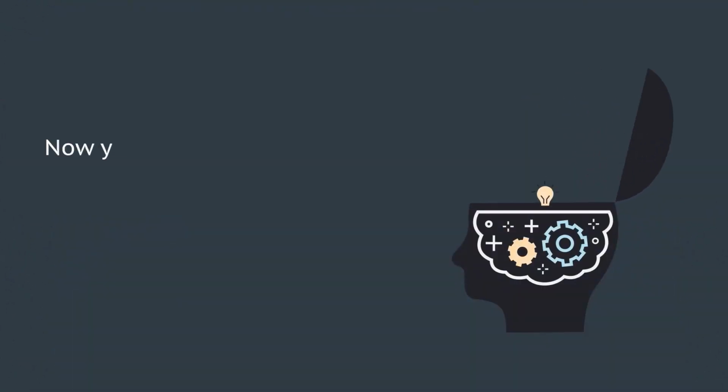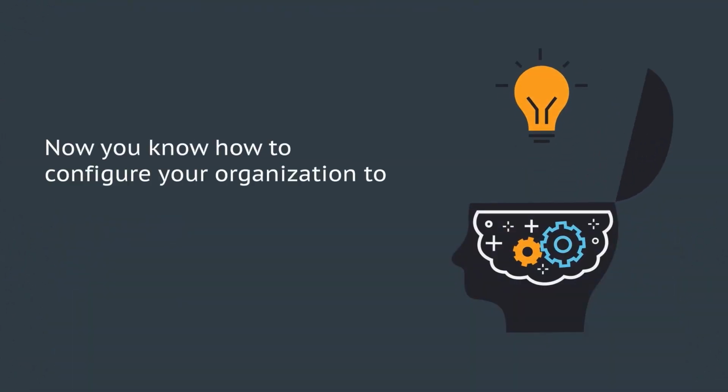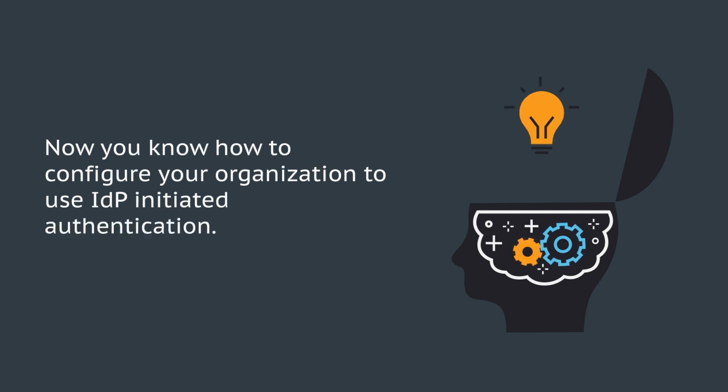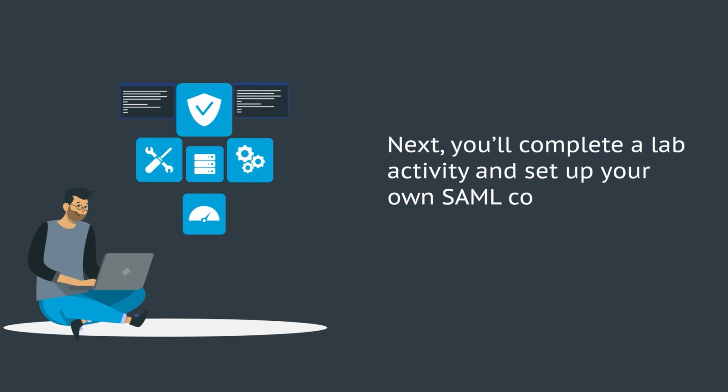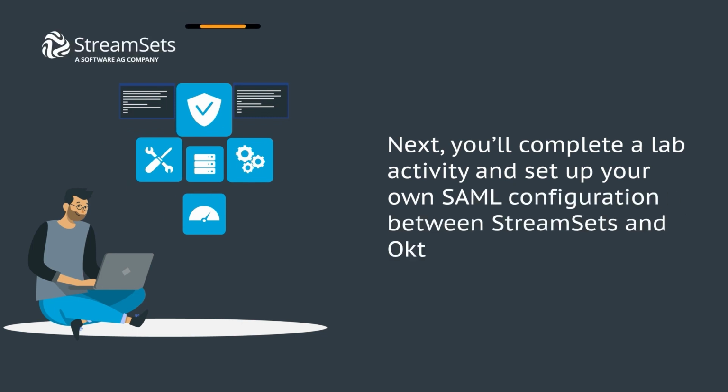Now you know how to configure your organization to use IDP-initiated authentication. Next, you'll complete a lab activity and set up your own SAML configuration between StreamSets and Okta.